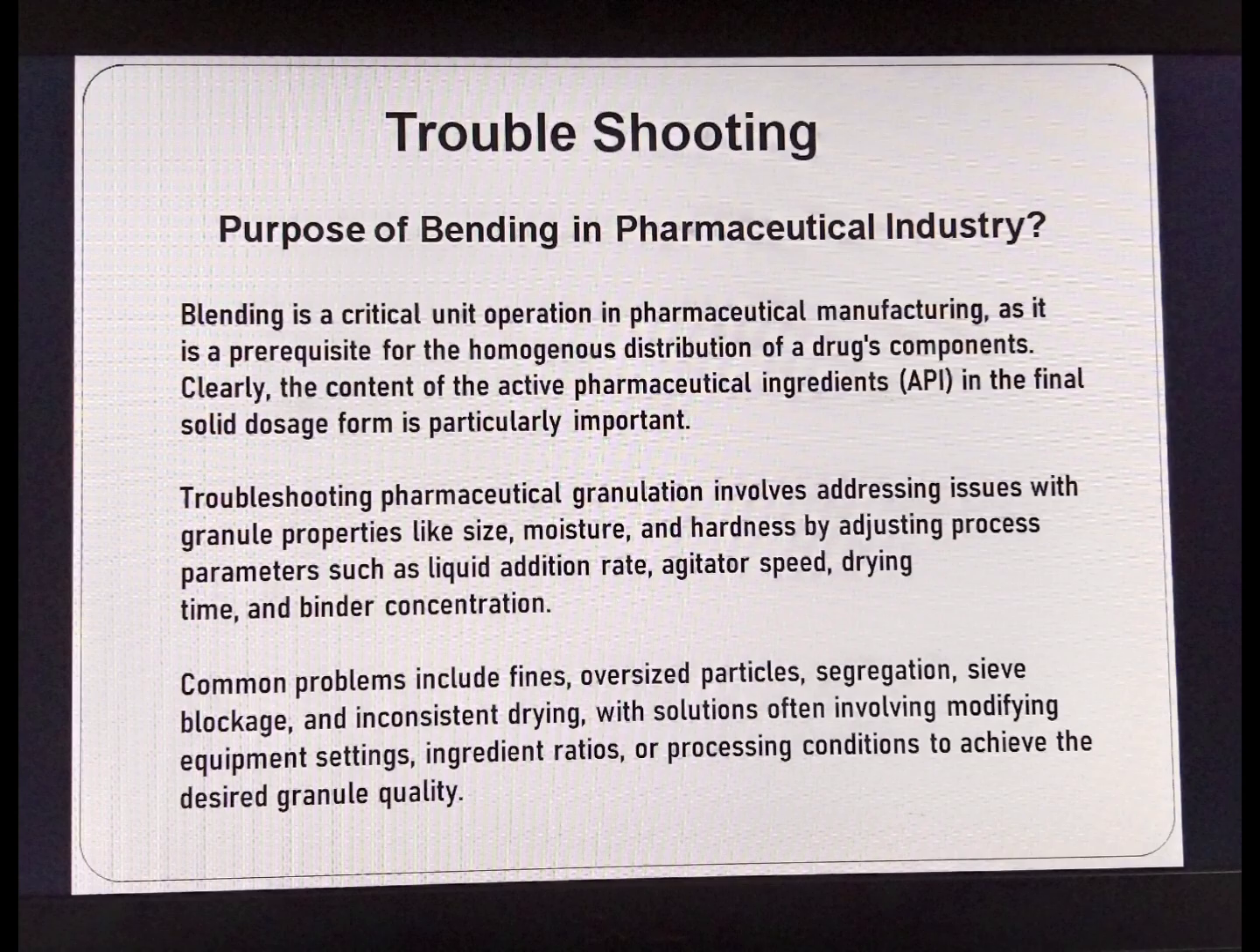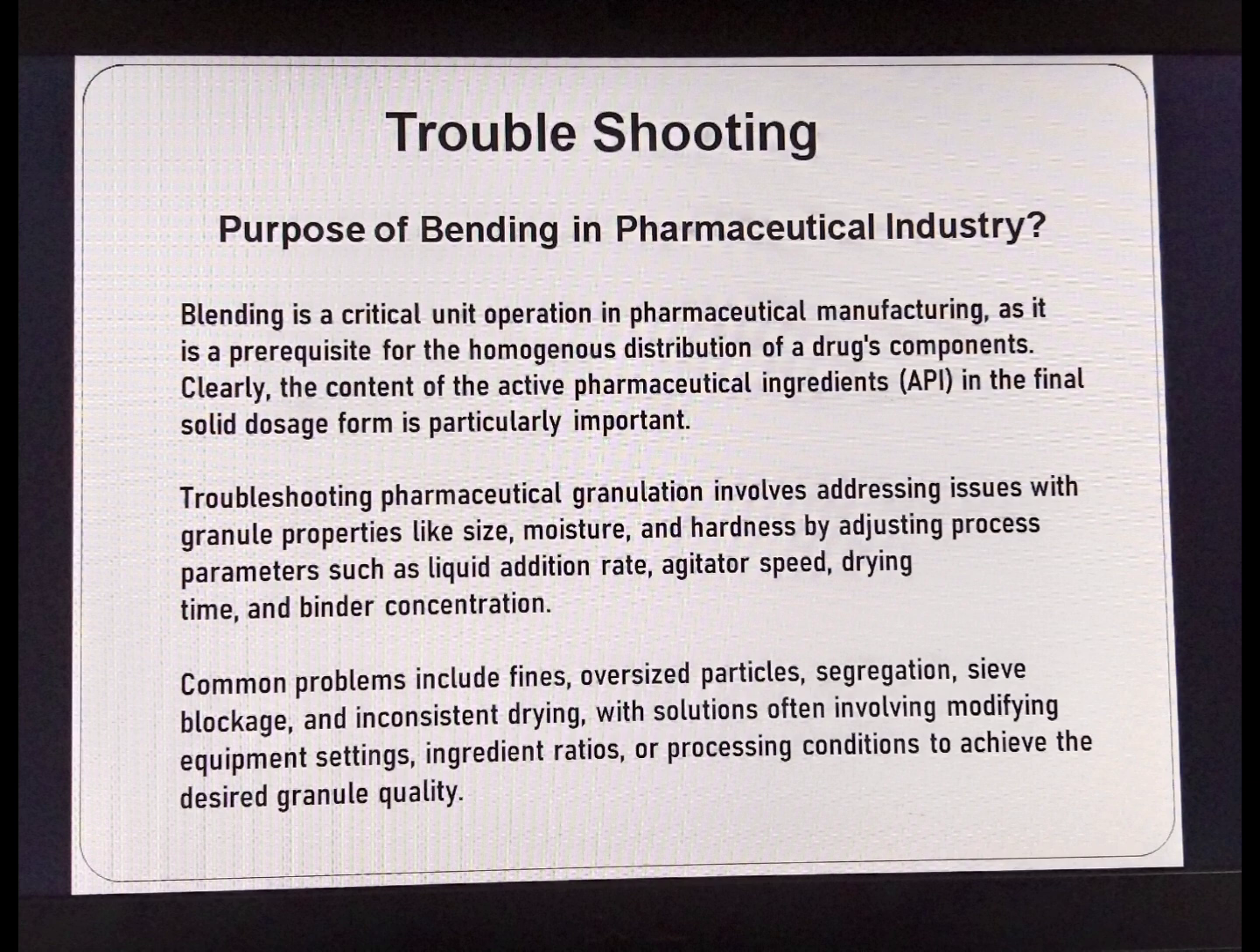Purpose of blending in pharmaceutical industry. Blending is a critical unit operation in pharmaceutical manufacturing as it is a prerequisite for homogeneous distribution of drug components. Clearly, the content of active pharmaceutical ingredient, that is API, in the final solid dosage form is particularly important.